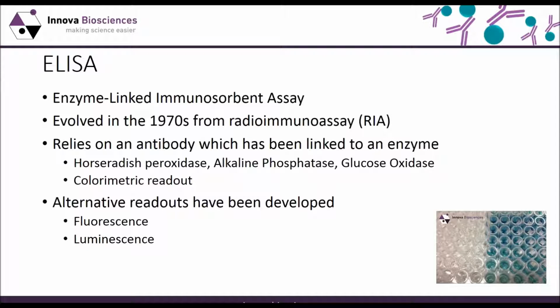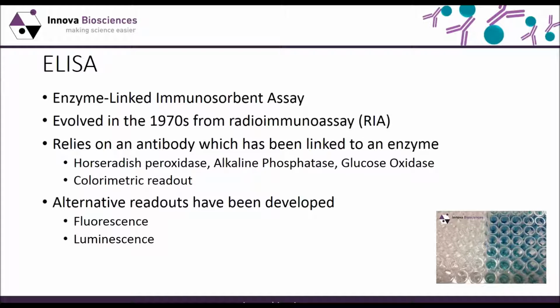The well-known term ELISA is an abbreviation of enzyme-linked immunosorbent assay. The technique was invented in the 1970s and evolved from the radioimmunoassay methods which were developed during the previous decade. While radioimmunoassays require the use of radioactive labels, an ELISA is a much safer form of immunodetection. As the name suggests, the ELISA readout relies on an antibody which has been linked to an enzyme such as horseradish peroxidase, alkaline phosphatase, or glucose oxidase. In the presence of an appropriate substrate, the enzymatic activity produces a colour change, and this can be measured.